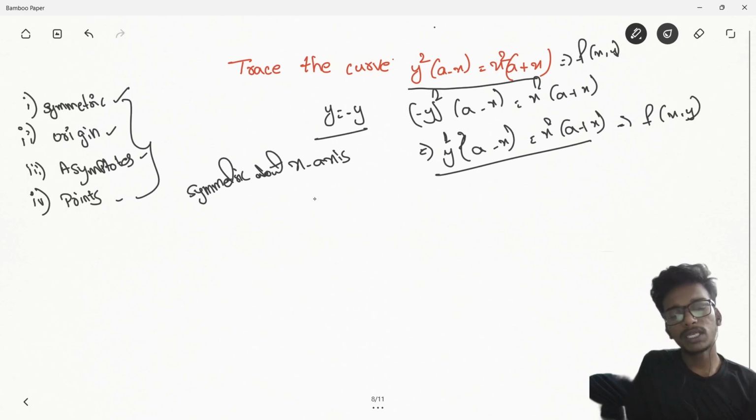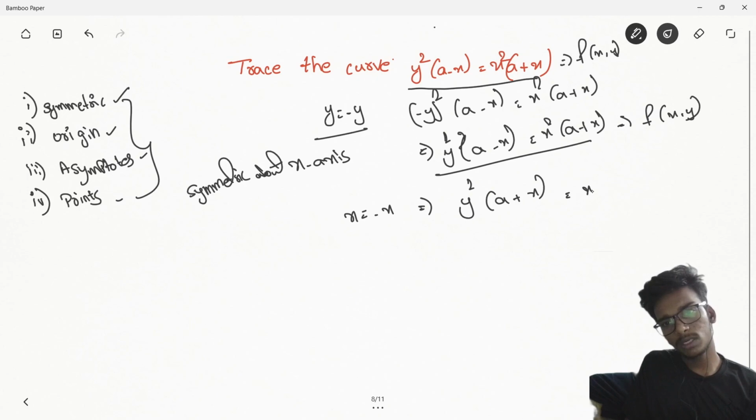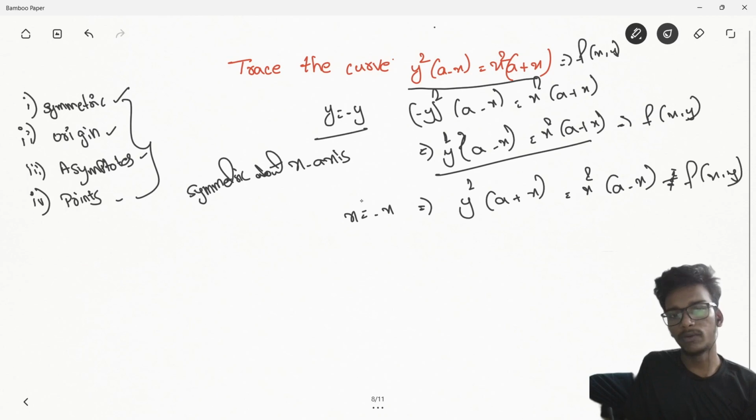Yeah. We will check now. We will check the symmetricity about x-axis, y-axis. Put x equal to minus x. That implies y square into a plus x equals x square into a minus x. It's the function we get if we keep x equal to minus x. It's not equal to f of x comma y. So this function is not symmetric about y-axis.